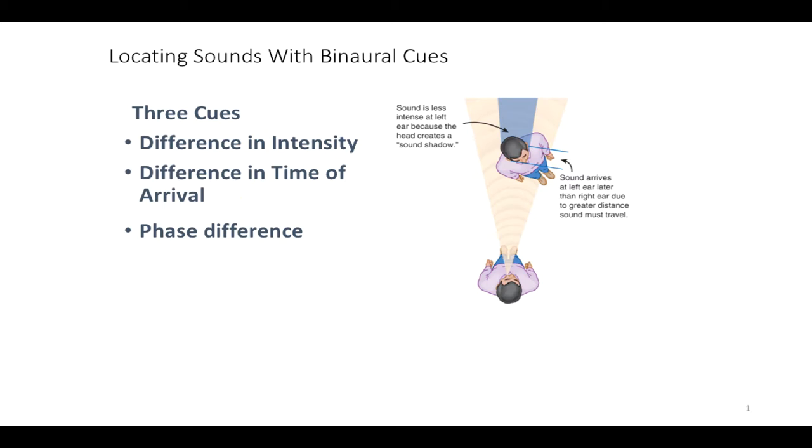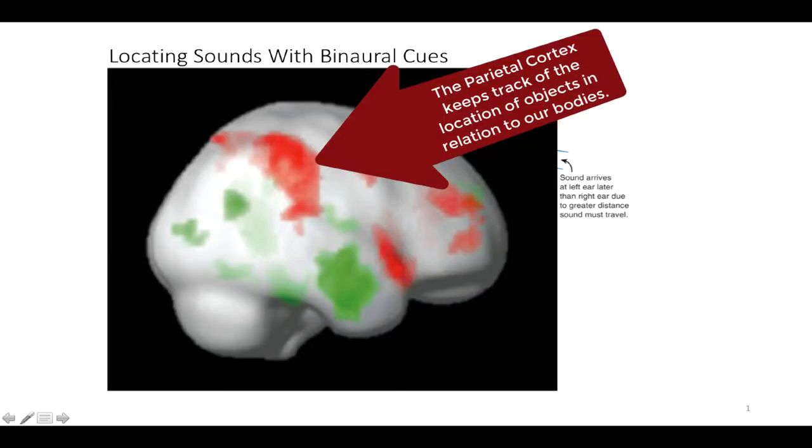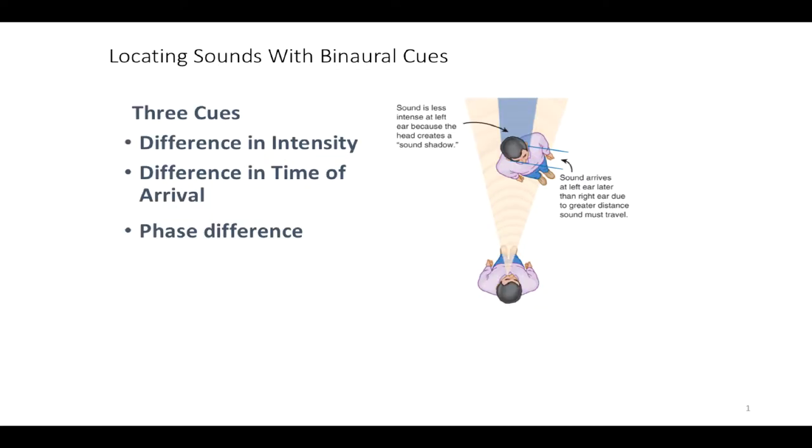And that is also something that the superior olives calculate, and then other areas of the brain are able to use to figure out where this object is. And if you remember, the where system relies on the parietal cortex in that dorsal stream that we saw earlier, and allows us to figure out the location of a sound. An additional cue is called phase difference.